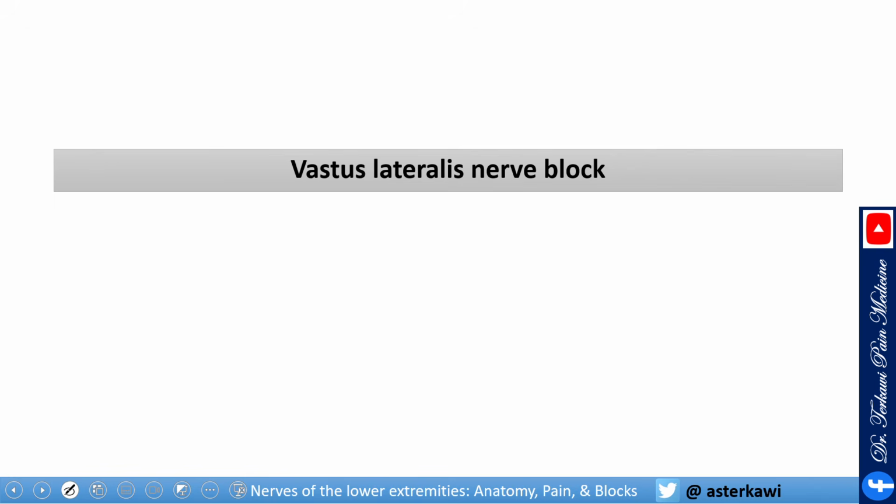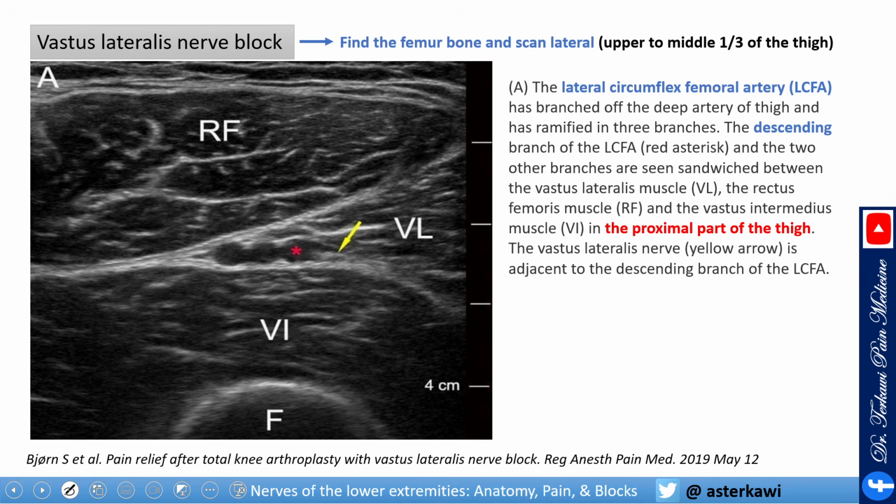Very easy. Now I will wrap up this lecture with the vastus lateralis nerve. The way you find it, go to the upper third, almost at the junction between the upper third and the middle third of the thigh. Again, find the femur and start to move lateral this time. So start to scan lateral.